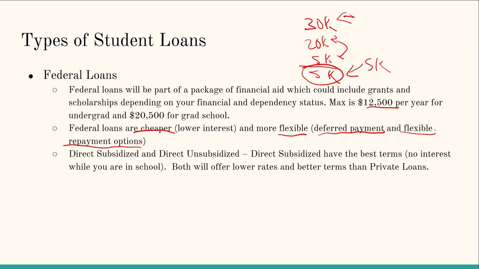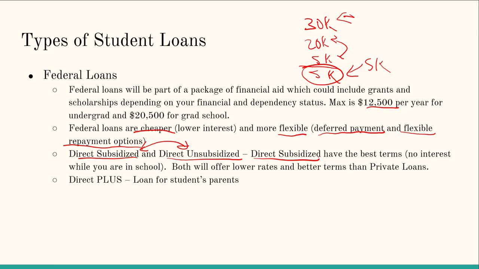And so there's different types of federal student loans. There's direct subsidized and direct unsubsidized. And so the direct subsidized have the best terms. There's no interest while you're in school, but both will offer lower rates and better terms than the private loans. And so, you basically have access to different amounts of these. Once you put in your information in the FAFSA, it may be worthwhile to look at the details of what you're eligible for in these two types. But of course, you want to max out the direct subsidized. That's the best terms for a student loan you can get.